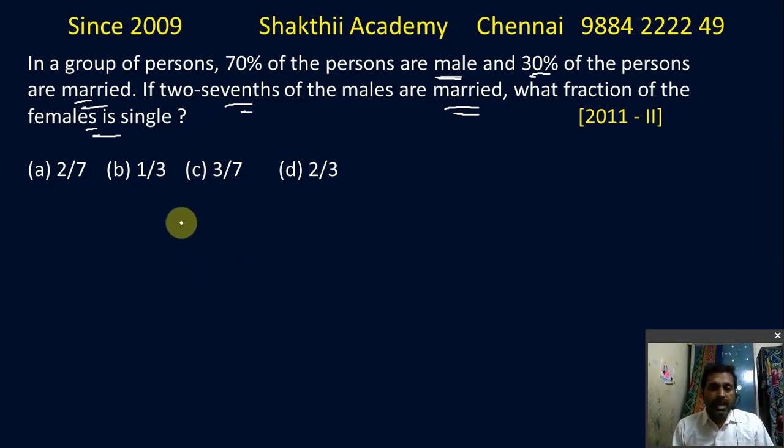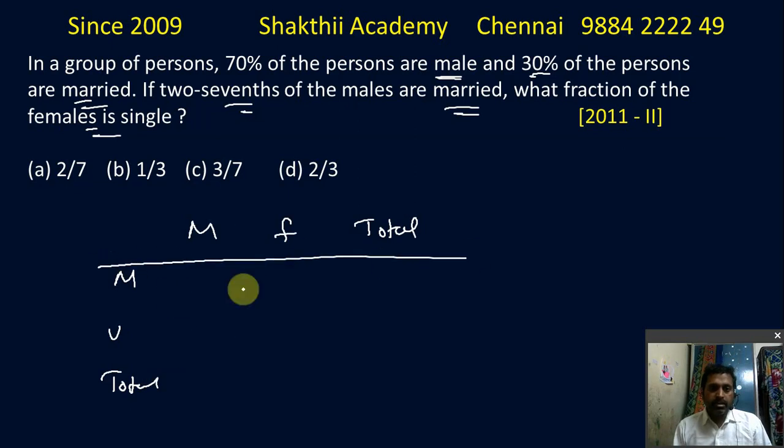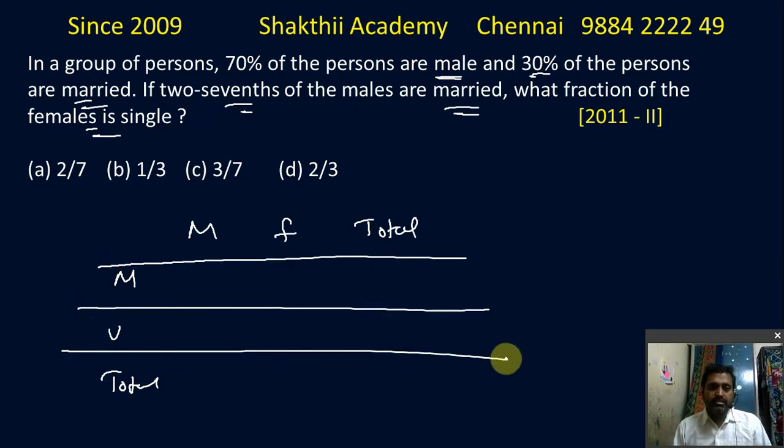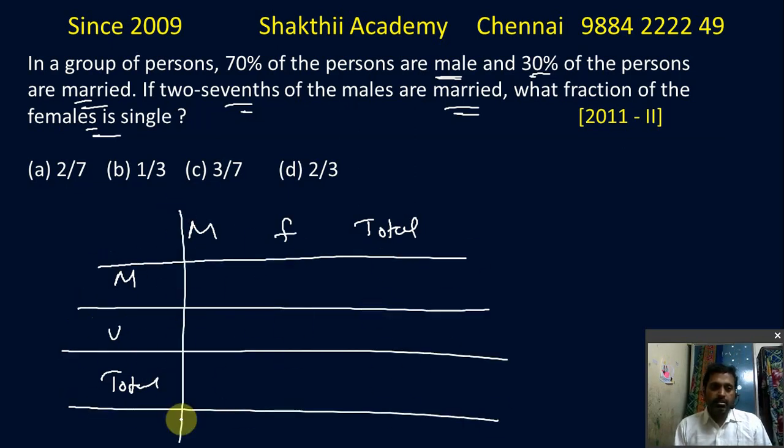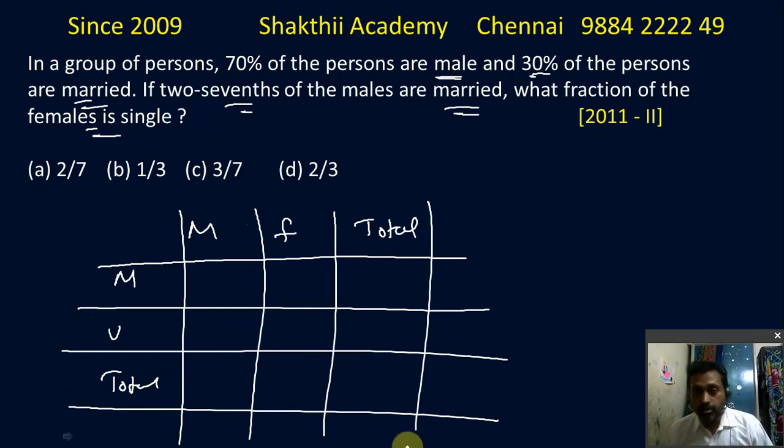What I do is, I'll put like this: write male, female and total. Similarly, write married, unmarried and total. That's it. If you put a table and first write the values as it is given, then find out the remaining values, you can answer in a very easy and simple way.